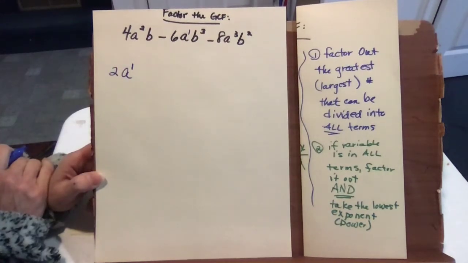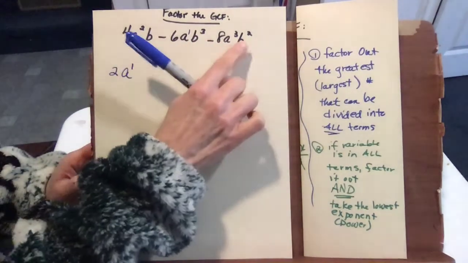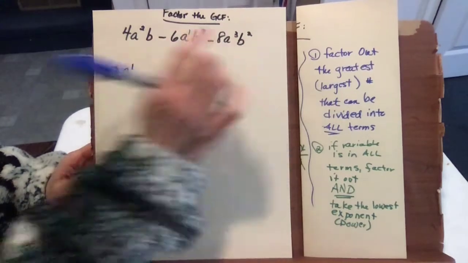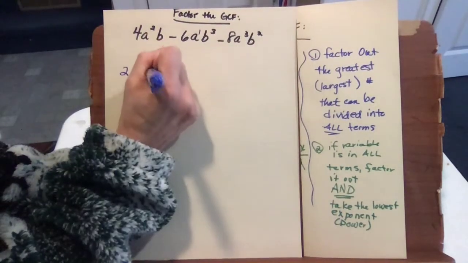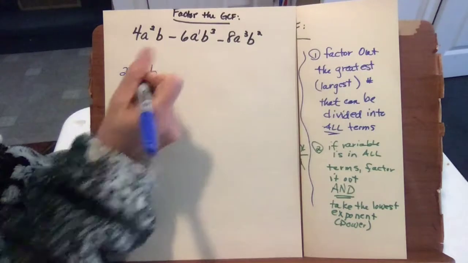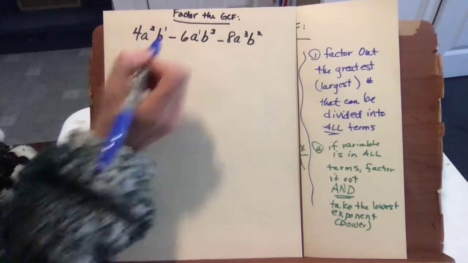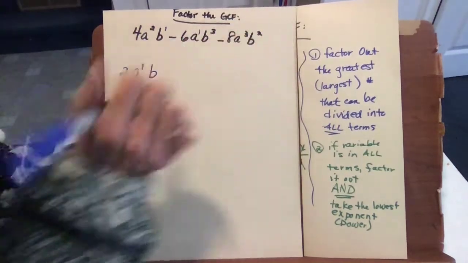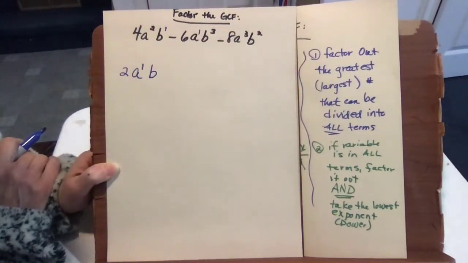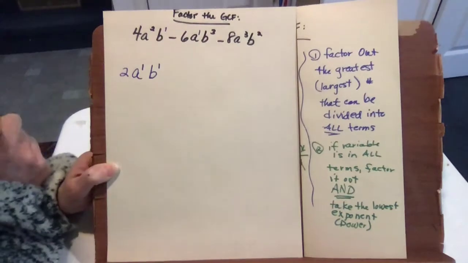We also have b cubed, b squared. So b is in every single term. So we're going to take b out also. So you work your variables independently. So this is b to the first. This is b cubed, b squared. The lowest power we see in this problem is b to the first, and that's it.